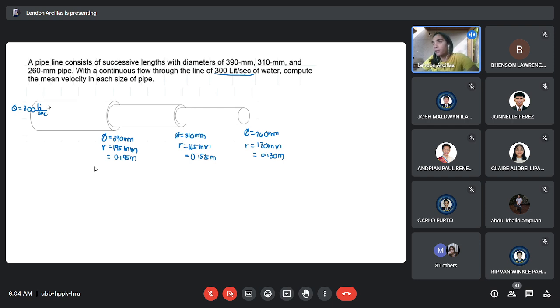So again, the law of conservation of mass, kung ano yung papasok, yun din yung lalabas. But the velocity is changing. So the amount of water that will enter will be equal to the amount of water that will go outside. But yung velocity niya, or bilis ng tubig na papasok, is mag-iiba because of the change of diameter. So we need to find the velocity at 1, velocity at 2. So therefore, this is 300 liters per second.